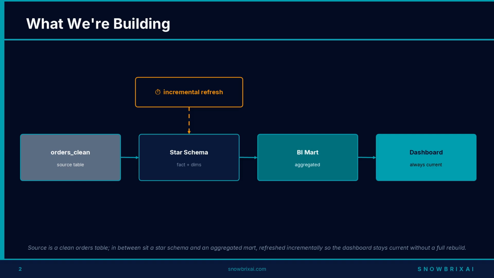Here is the whole picture before we touch a single line. On the left, a clean orders table, the one we built in the pipeline video. On the right, the sales dashboard Sarah loves. In between is where the magic lives. We shape that flat table into a star schema, one fact and a few dimensions. Then we roll it up into a small aggregated BI Mart and we refresh it incrementally so the dashboard is always current. No full rebuild, no waiting, no stale numbers. That is the journey. Now let me convince you why it matters.